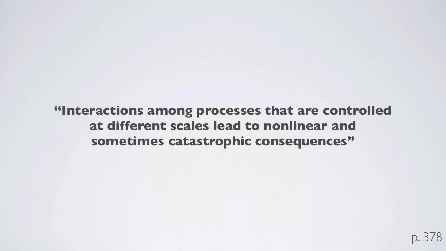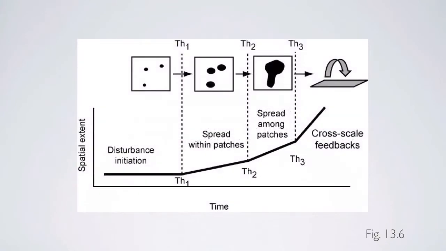Interactions among processes that are controlled at different scales lead to nonlinear and sometimes catastrophic consequences. So this is another situation where scaling becomes important and thinking about some of the processes that exist on larger spatial scales. This figure represents cross-scale interactions that are influencing the nonlinear spread of disturbance across the landscape.